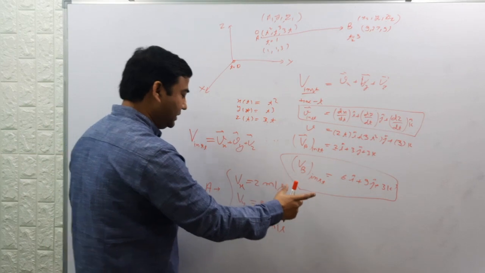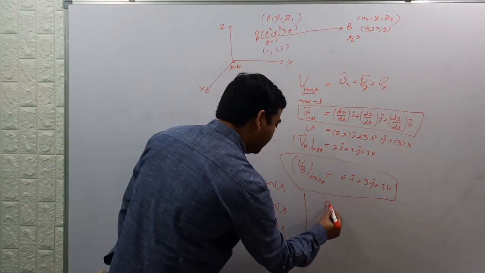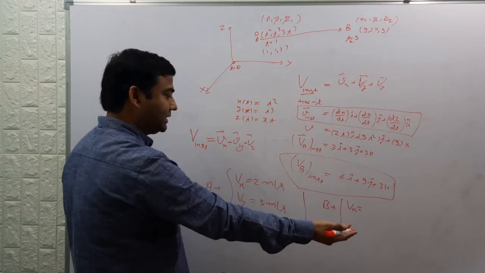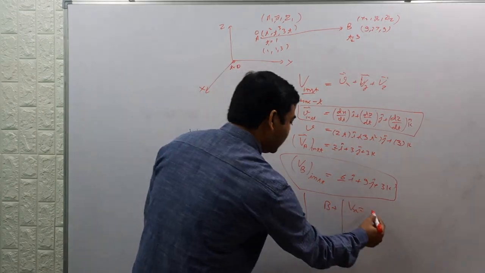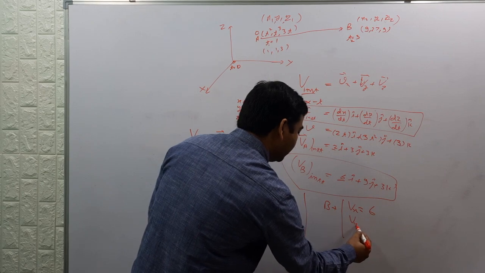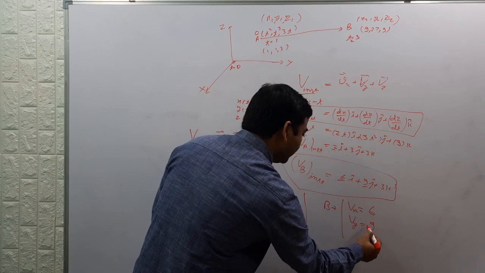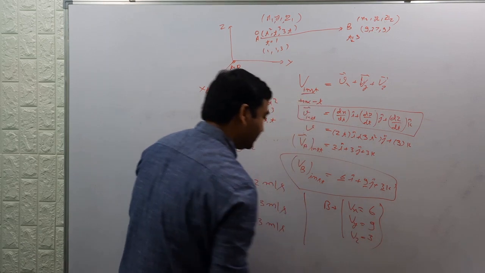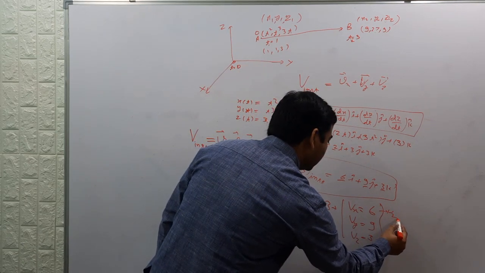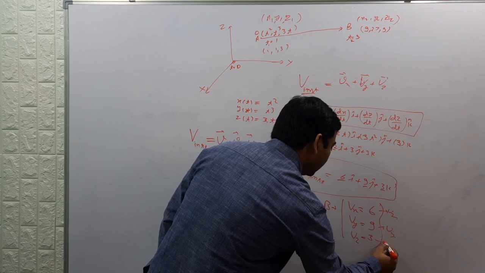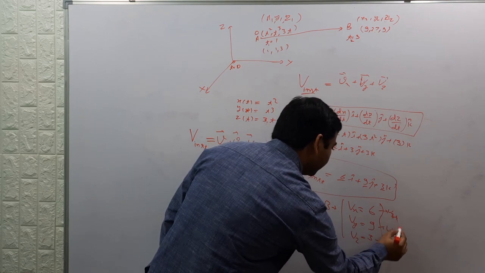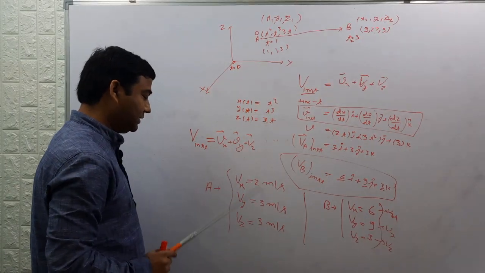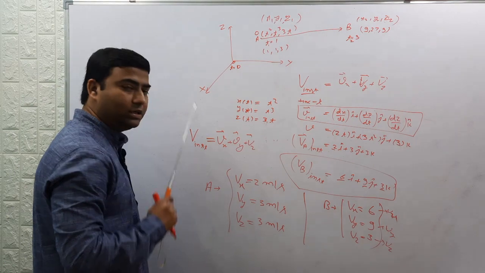Similarly, at point B, you can find Vx, instantaneous velocity in x direction, this is 6, instantaneous velocity in y direction, 9, instantaneous velocity in z direction, 3. These are Vx, Vy, Vz at point B, and these are Vx, Vy, Vz, that is, instantaneous velocities at point A.